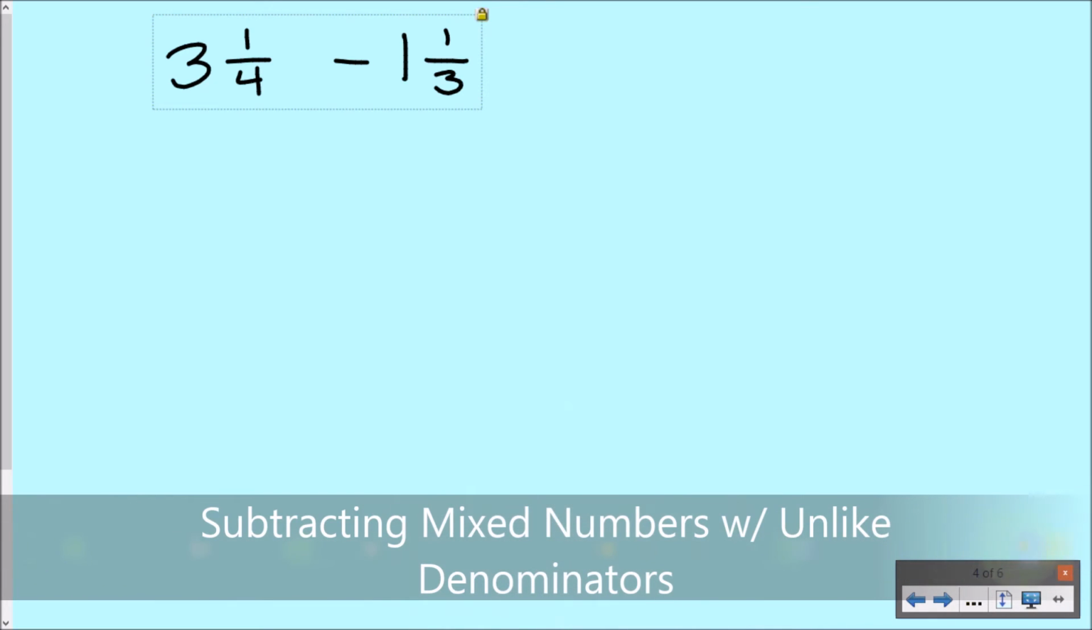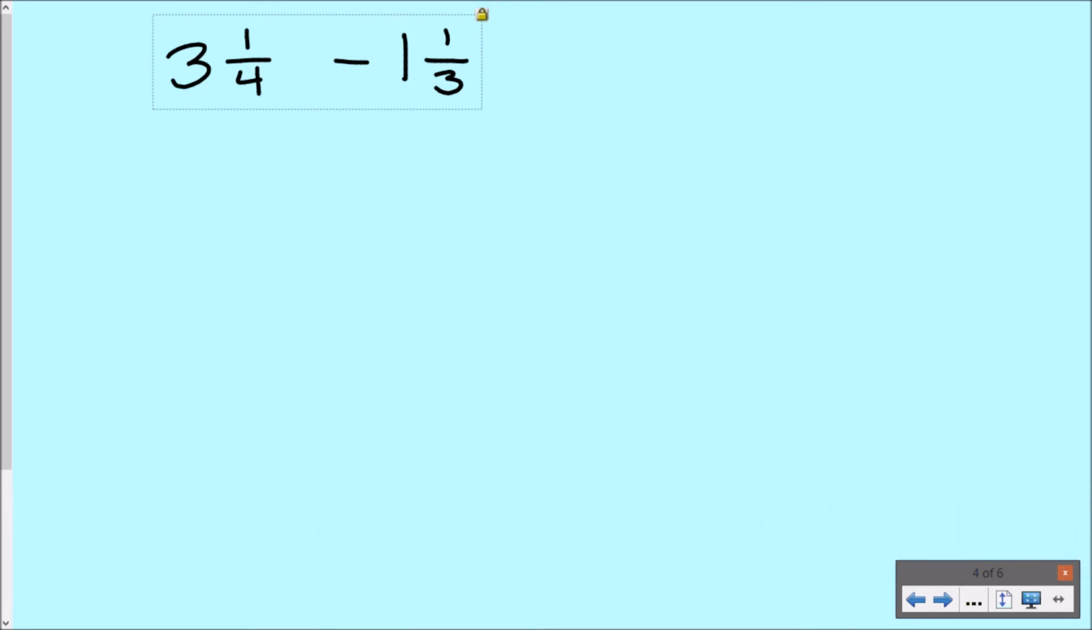There are two approaches that you can use here. It just depends on which one is easier for you to understand. I personally prefer regrouping, which will be the first method I show you. The second method that I show you will be using improper fractions. So, let's go ahead and take a look at this problem.